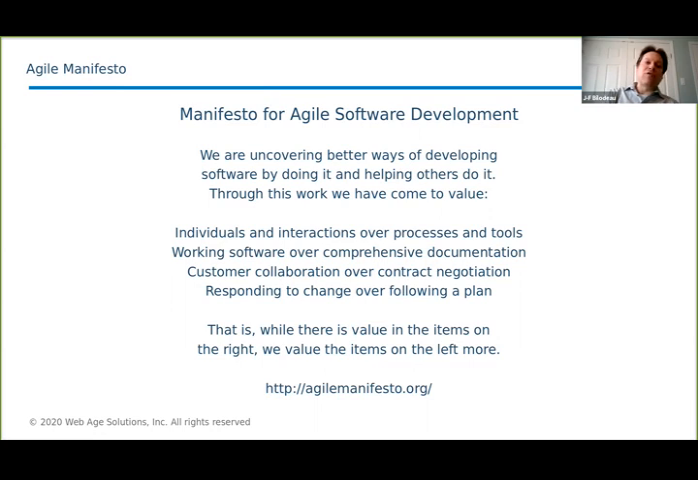So the Manifesto for Agile Software Development: we are uncovering better ways of developing software by doing it and helping others do it. Through this work, we have come to value, and here's the heart of it. So as a manager, I would say start embodying those principles. They're really prioritizing what really matters over here. Individuals and interaction over processes and tools, working software over comprehensive documentation, customer collaboration over contract negotiation, responding to change over following a plan. Now, very important at the bottom: while there is value in the items on the right, we value the items on the left more. And this is important.